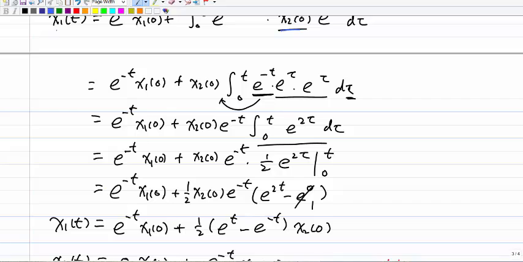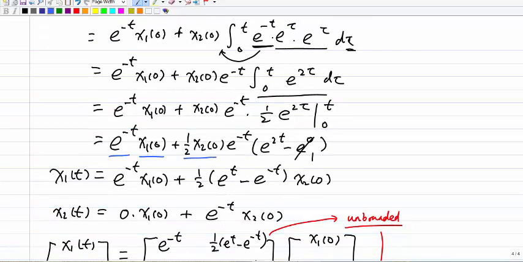The final solution x1t is given by e to the negative t x10 plus 1/2 x20 times e to the negative t times e2t. Of course, this one can be simplified. It's just e to the t. Okay, so which is given by this. So to summarize, given by this.